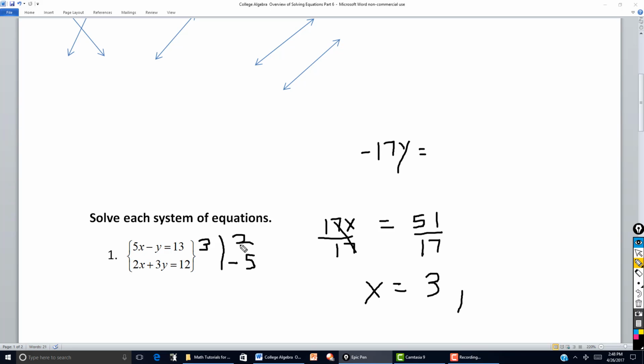Okay, and then 2 times 13 is 26. Okay, put that up here. Okay, and then minus 5 times 12 is minus 60.